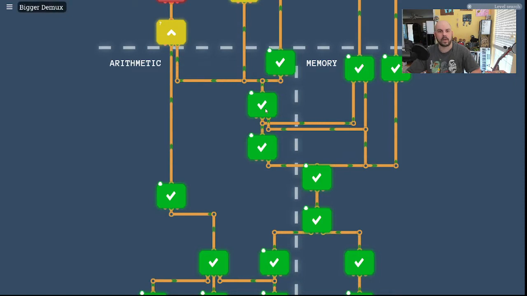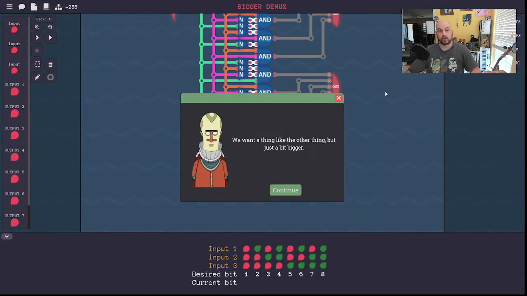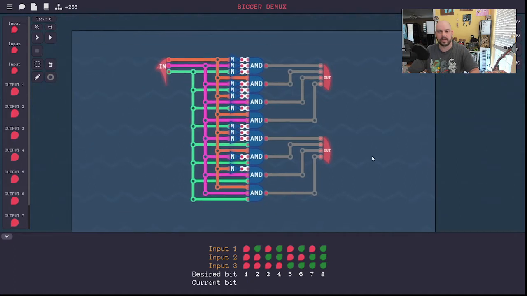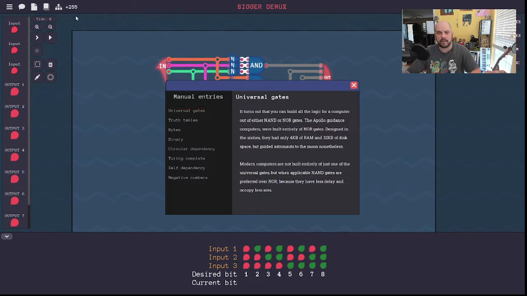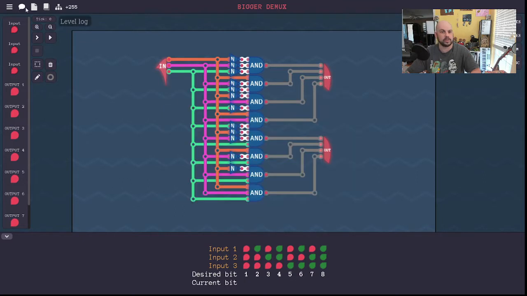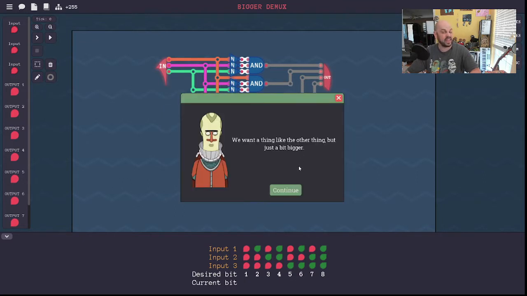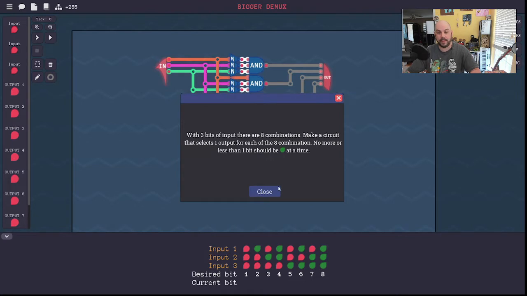All right, so now we're moving on to a bigger demultiplexer. So all we're going to do is take that AND gate circuit that I had from the last one, the actual real world version of a demultiplexer, and all we're doing is we're going to make it bigger. So let's see down here. Let's go back to the words that he was using. So we want a thing like the other thing, but just a bit bigger.